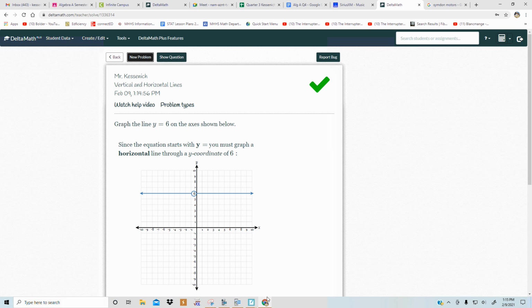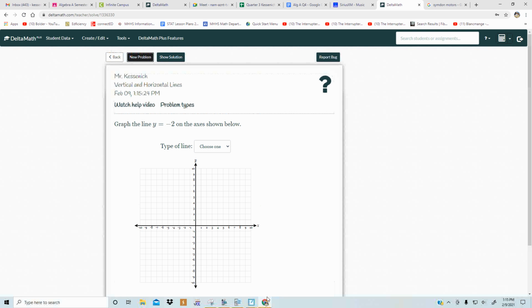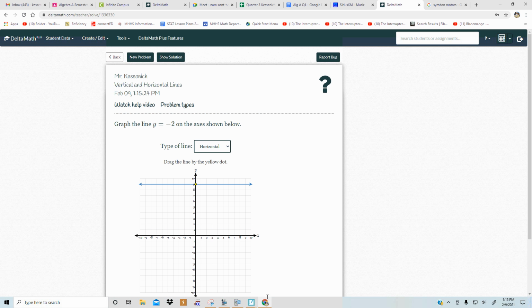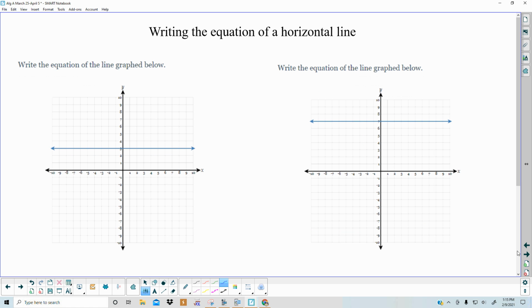There it is. Okay, so let's try a new one. There we go, y equals -2. You choose horizontal because it only has the y, and then you drag it to -2 and you let go. And there you go, and you submit your answer. Okay, so we're not done, we've got more to go.